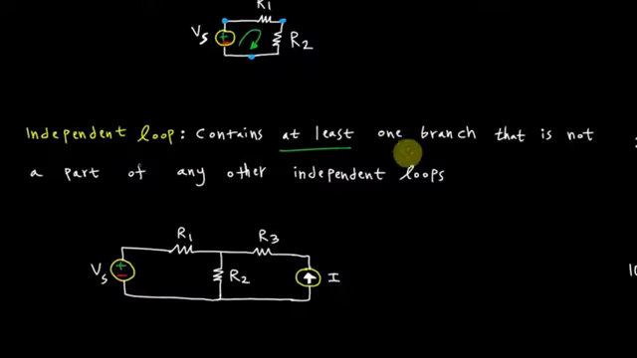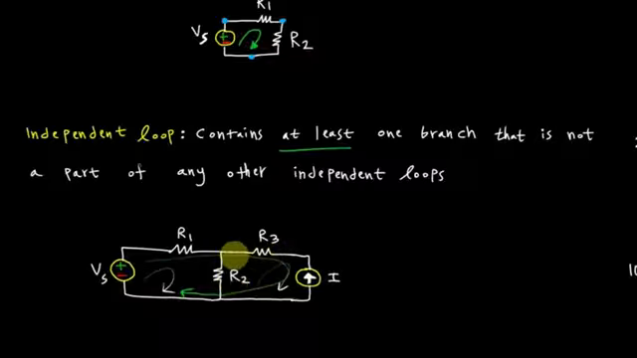And those are loops that contain at least one branch that is not a part of any other independent loops. So in the example you can see here, we have 3 resistors as well as 2 independent energy sources. And we have 1, 2, and 3 different loops that we could identify here. Now the question is, which ones are independent and which ones are just loops?